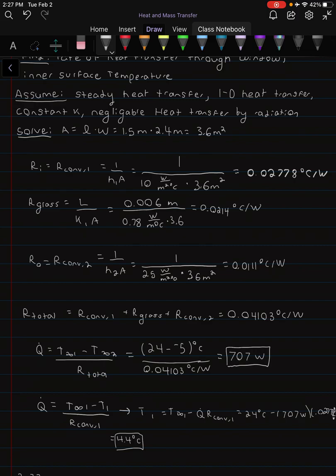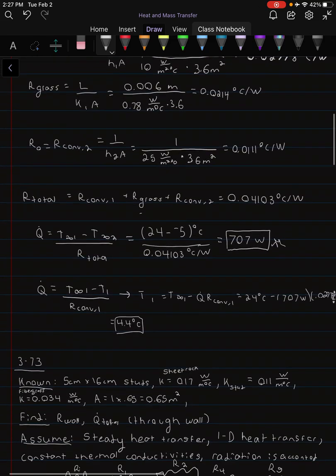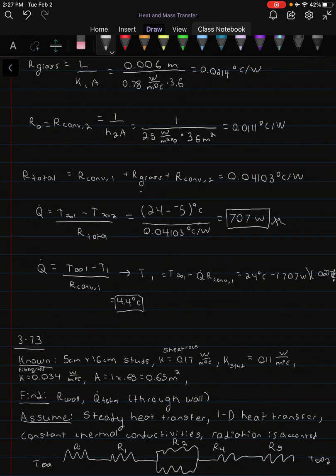So then you can find your rate of heat transfer through the window by taking the difference in temperatures and dividing by your R_total, the total resistance, and you get your answer here. Then to find T1, use your second transfer coefficient, R_convect1. Since you know one of the temperatures, you can find the other one based on the Q we got and the convection term.